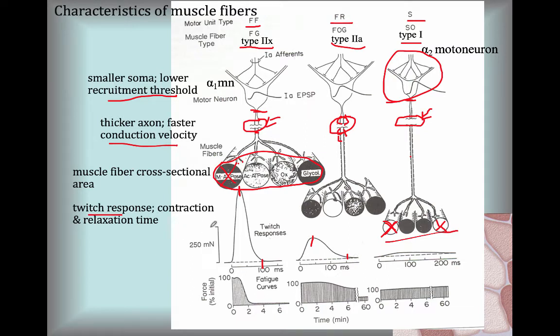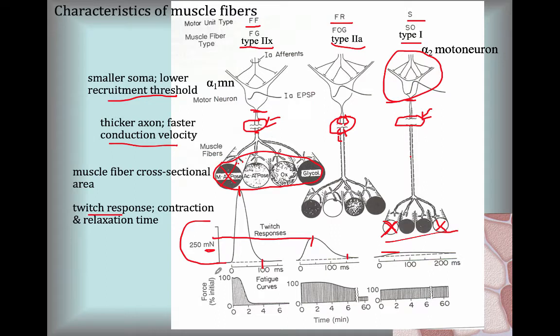Okay, the other thing that we get from the twitch is how much tension is generated by that motor unit. And so here you can see that for the 2X, in this particular case, it looks to be roughly 500 millinewtons that's being generated in terms of the tension. Here, tough to estimate, but it looks like it's maybe, I don't know, 180, 200 millinewtons. And here you can see it's not even 50 millinewtons that's being generated by this type 1 motor unit that you see here.